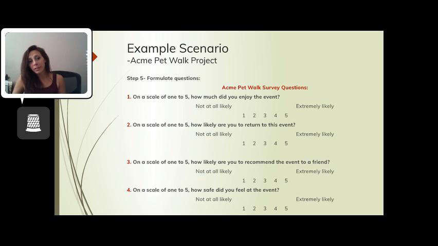The fifth step is formulating those questions. So as we talked about, using those inputs, you're going to want to focus these questions around your purpose, around your scope. So for this example, I do have a couple on here that I created, and I tried to keep it really simple. So on a scale of 1 to 5, how much did you enjoy the event, right? If they did not like it, we're going to say 1. If they loved it, they're going to say 5. So going down, it's the same thing. How likely are you to return to the event? How likely are you to recommend this event to a friend? How safe did you feel at this event? So, right, trying to keep those questions around those categories we discussed earlier.